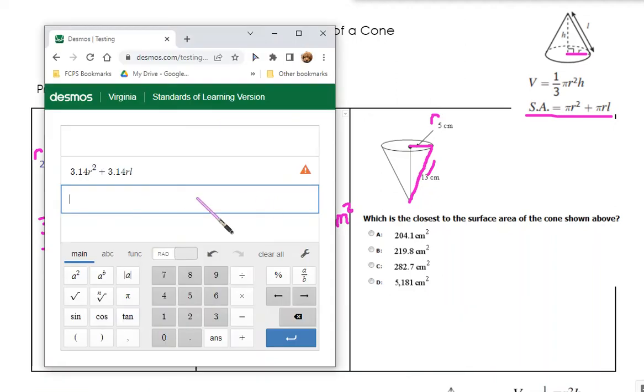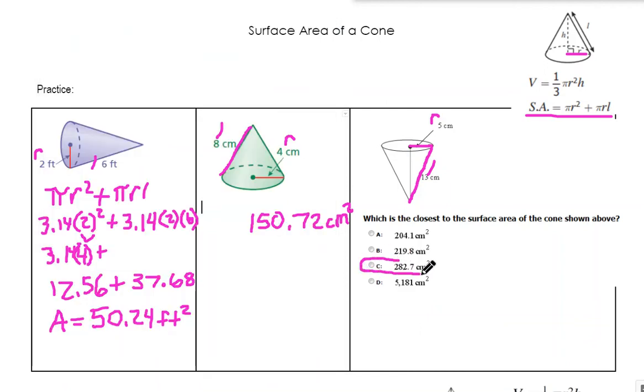So I know R is 5 and 13 is L. I can plug that into Desmos here. R equals 5 and hit enter, and L equals 13. And it gives us 282.6. All right, so which one is the closest, it says. Well, I see 282.7. That's really close. So that's got to be our answer, C.